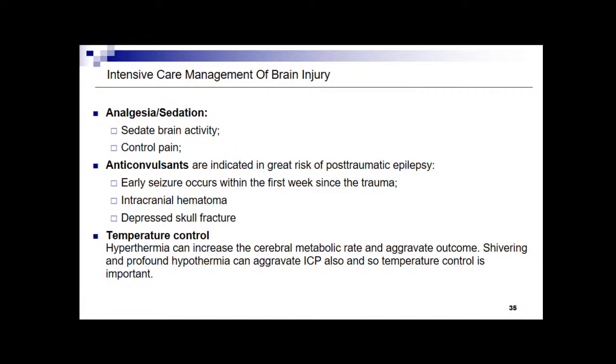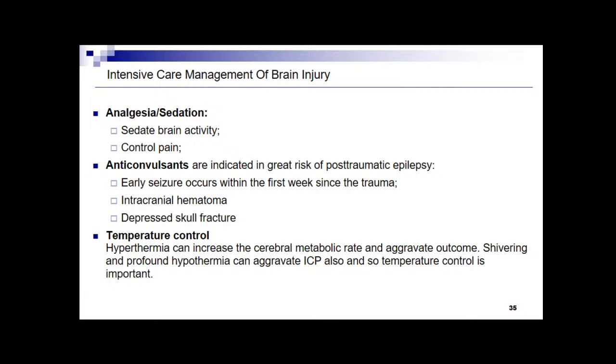The second point of the treatment is anticonvulsants, drugs for reducing electrical activity of the brain, very indicated in great risk of post-traumatic epilepsy in case of intracranial hematoma or depressed skull fracture. If the patient shows early seizure, occurring within the first week since the trauma, it means local brain activity is increased, and we must suppress the extrafocal brain activity with anticonvulsants.